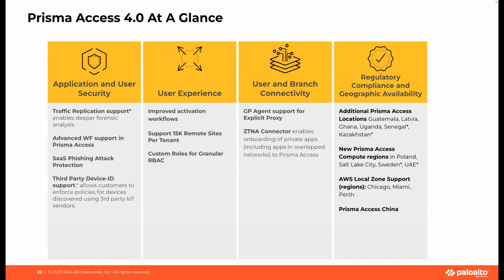We have launched a GA for ZTNA Connector. We'll be going a little bit into what exactly this is and what use cases it solves for you. From a locations front, we have added a bunch of new locations and compute regions across the world, and we've also introduced support for premium local zones on AWS for low latency connections. And our solution with Prisma Access China is also live. With that, let's dive deeper into all of these features.